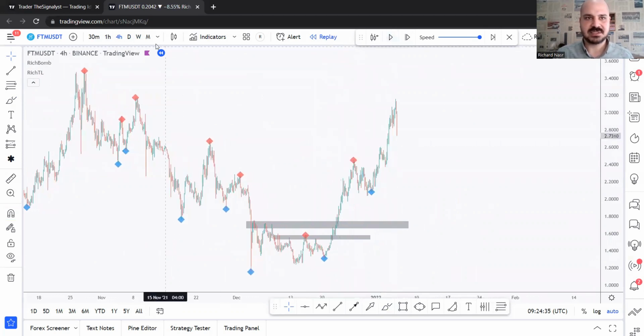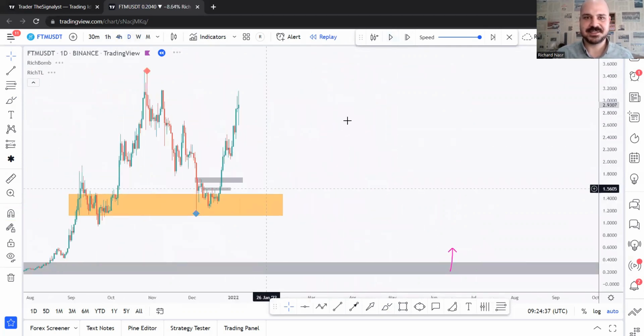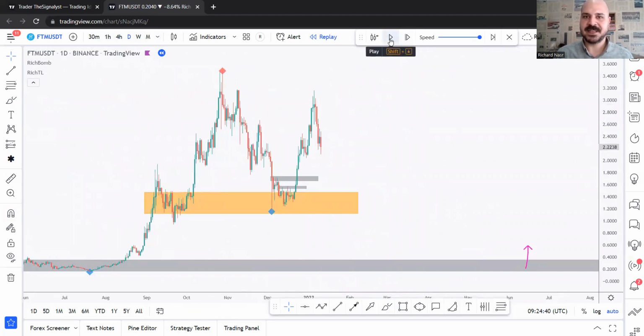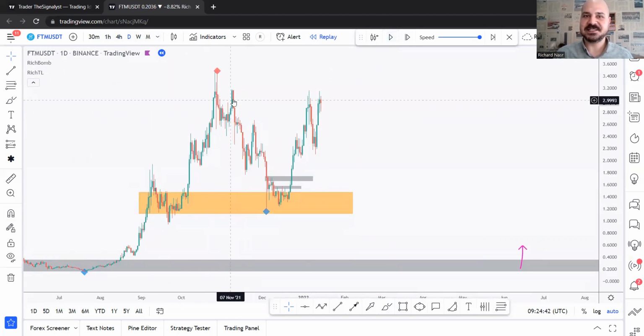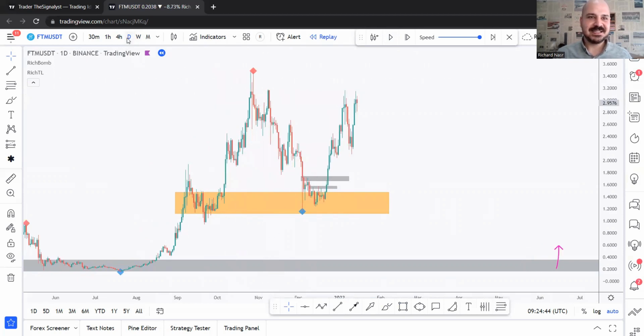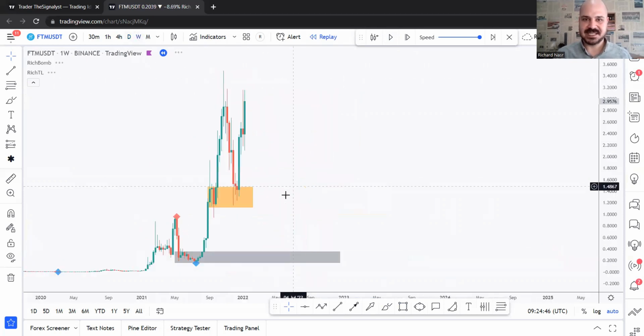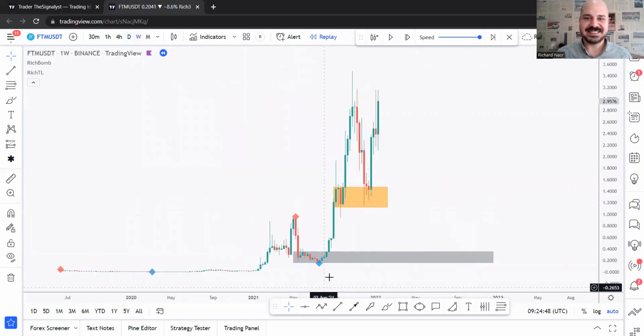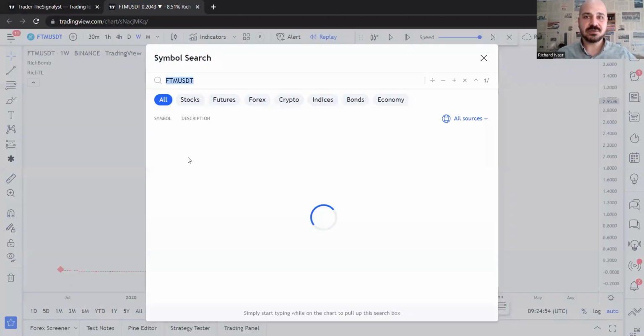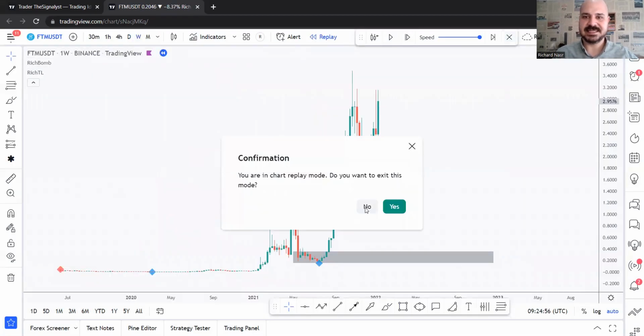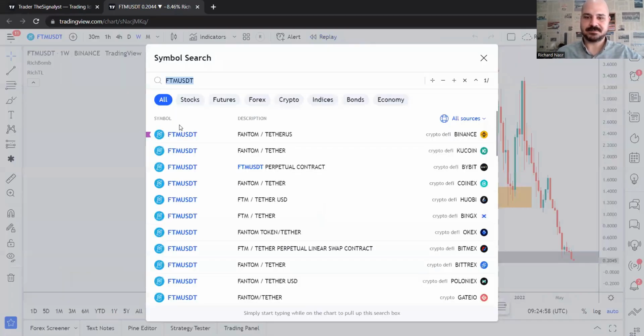Anyway, let me pause it and go to the daily time frame. It's faster. And here we go. This is it. And now price approached a supply zone, but anyway, let's focus on demand for now. So that's a drop base rally and a rally base rally. Now let's go over a supply zone. Let's take an example on NEAR.